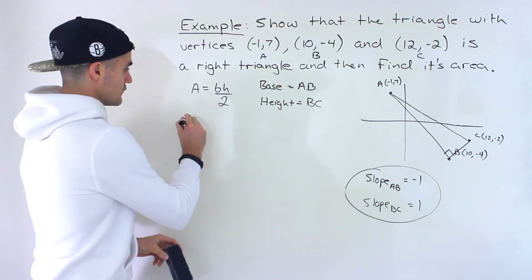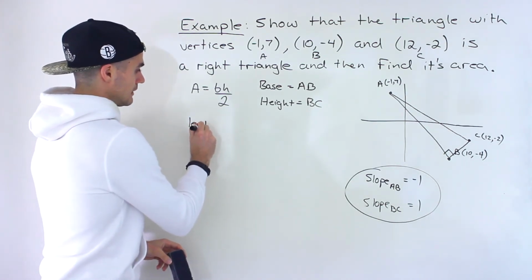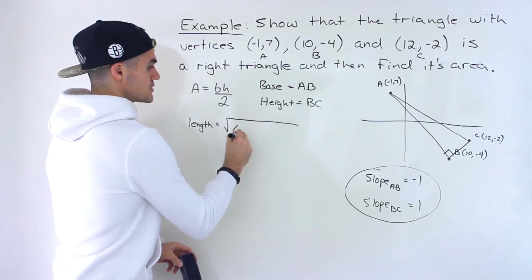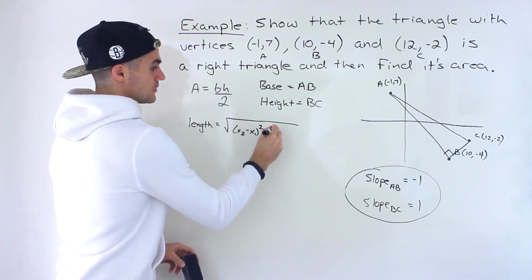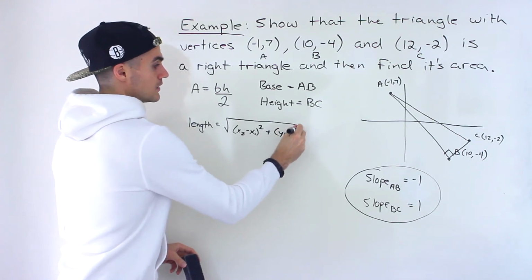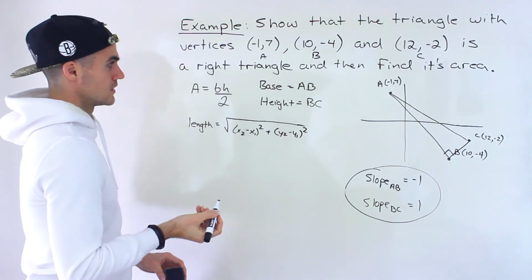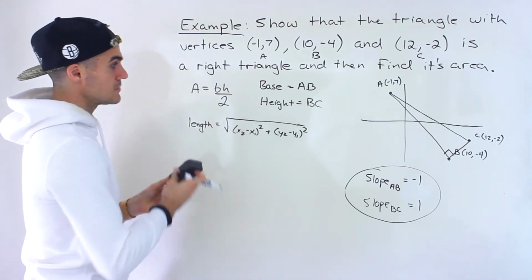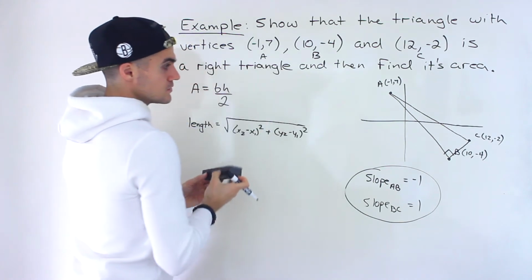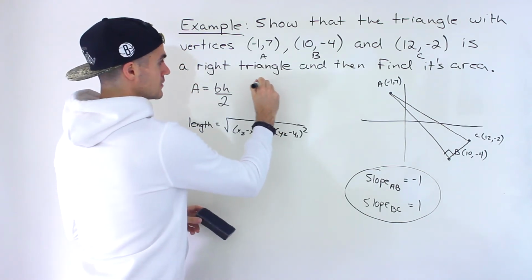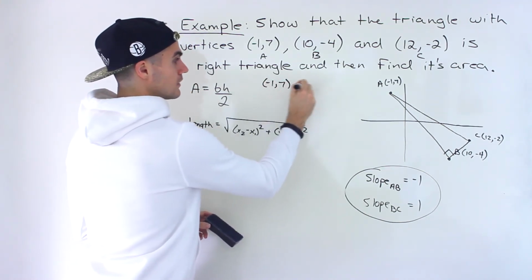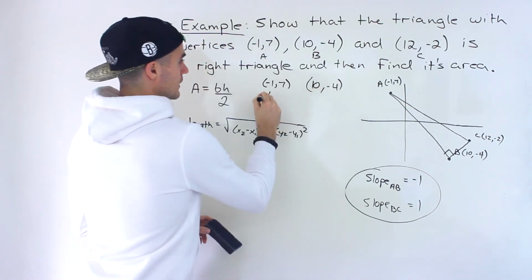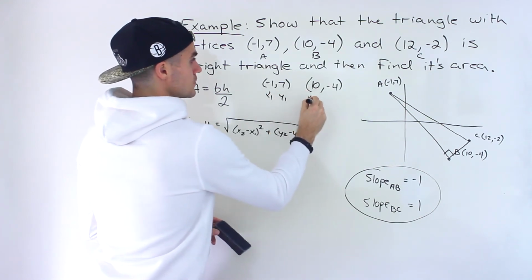So as a review, what is the length formula? Well, it's just the square root of (x2 minus x1) to the power of 2 plus (y2 minus y1) to the power of 2. So let's start off with finding the length of AB. So what we would do is the 2 points we're going to use, let's write them out over here. So we'll let this be x1, y1, x2, y2.